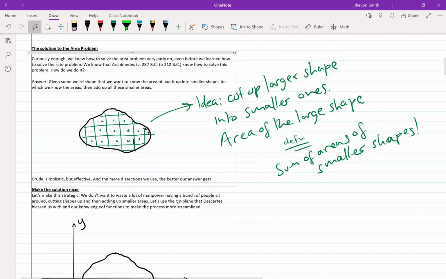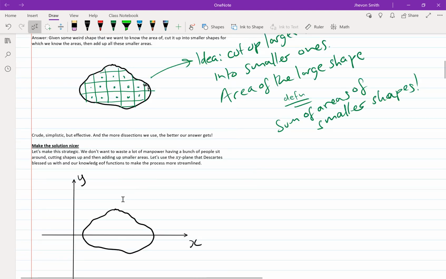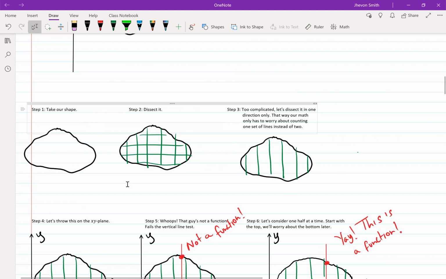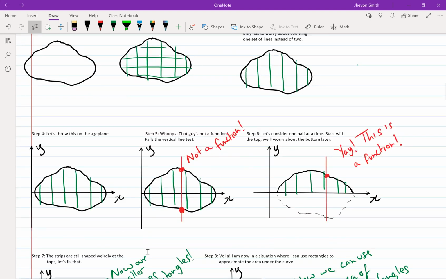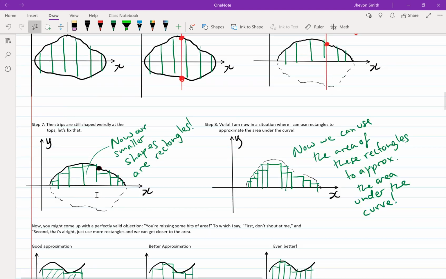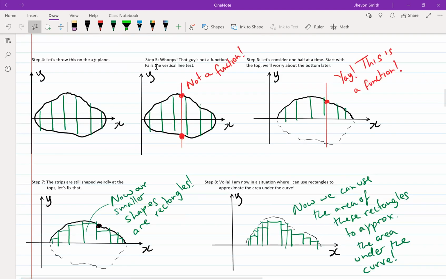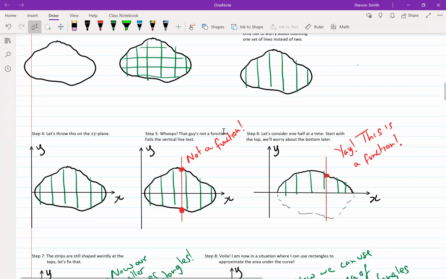The idea is slice it into smaller shapes that we know how to find the area. To get our math to work out very nicely, we put it on the XY plane, slice it into smaller strips, and put rectangles below the curve. Technically, they could go above, but the idea is we're using rectangles to approximate the area under the curve. Once we know how to find the area under a curve, we can step backwards and use all that knowledge to find the area of the original thing.